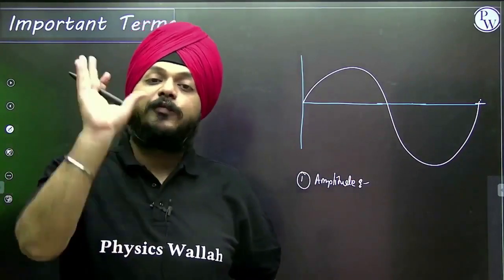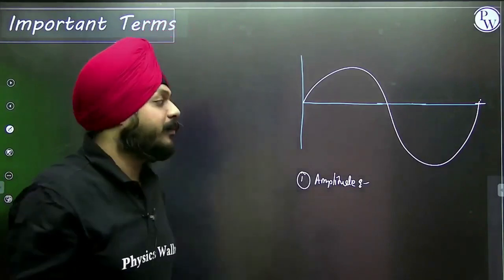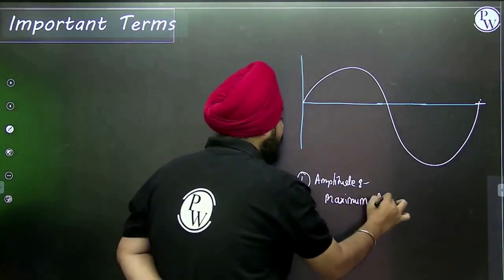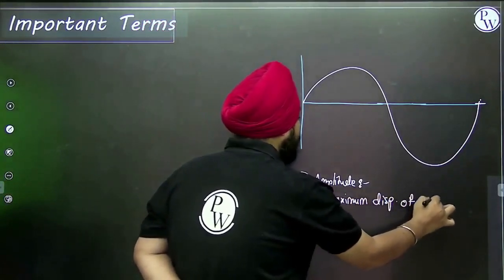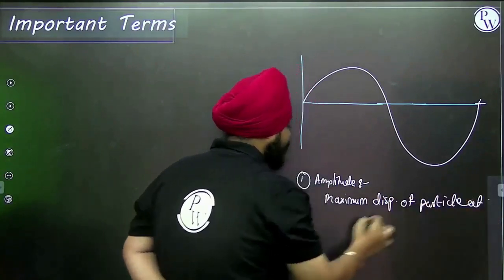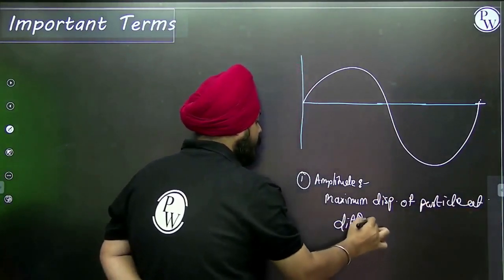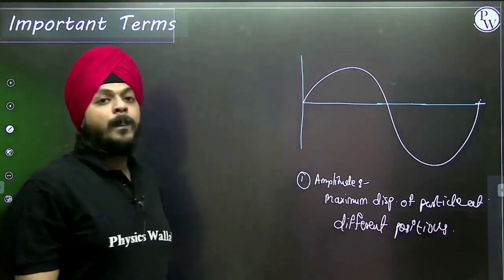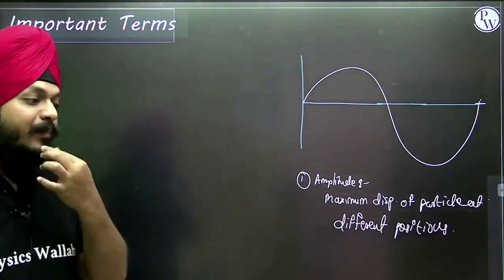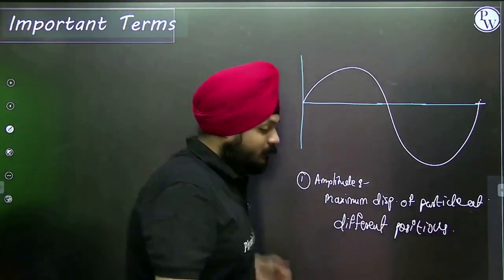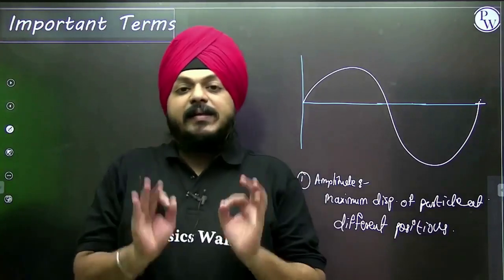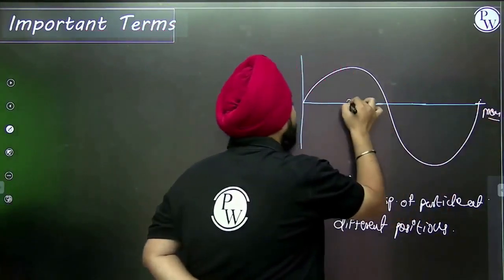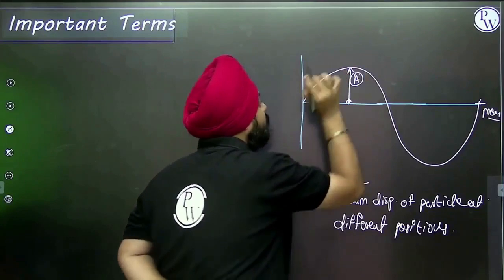The definition of the amplitude is the same as we have seen in SHM. Maximum displacement of a particle at different positions, maximum from the mean position. Suppose this is a mean position. The particle is getting displaced to the maximum part.